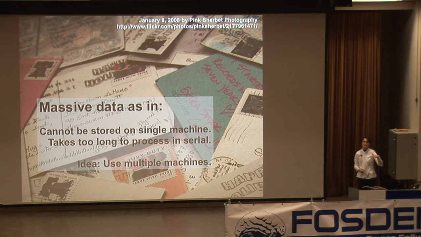scale to the point where they don't fit on your regular hard disk anymore. So you end up with data that cannot be stored on a single machine, and you end up with data that cannot efficiently be processed in a serial way. The logical consequence would be to use multiple machines to process your data, maybe to build a little cluster, distribute computations, use a distributed file system, and just go with that.